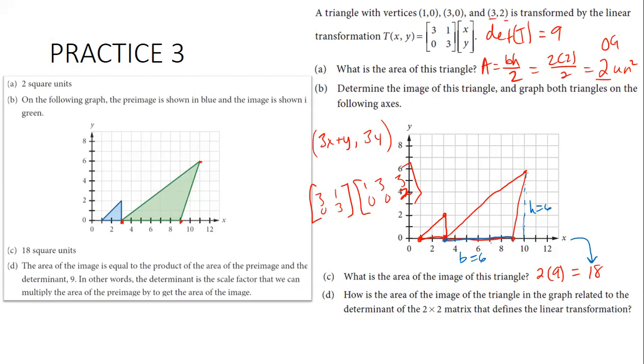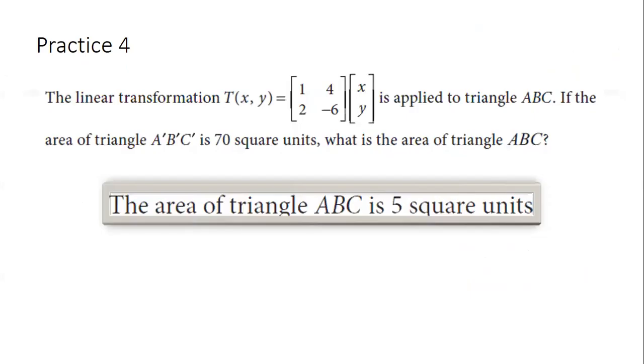All right, how is the area of the image triangle in the graph related to the determinant? Well, the conclusion is it is the original times the determinant. Ta-da, we did it. Does it work with all shapes? Yeah. Okay, cool.